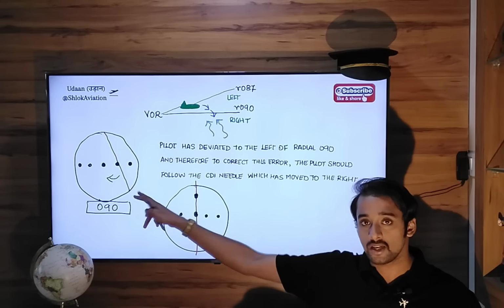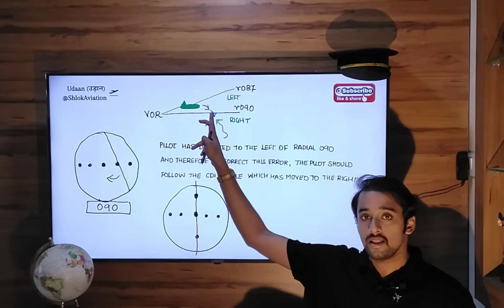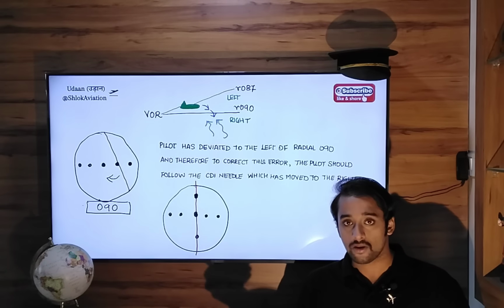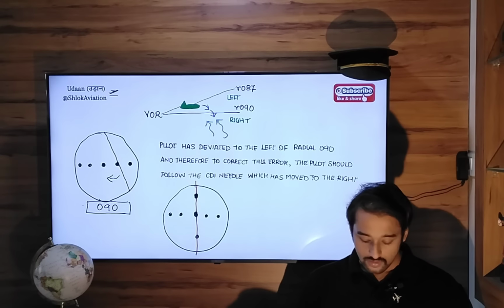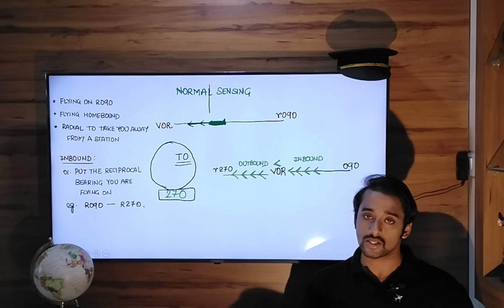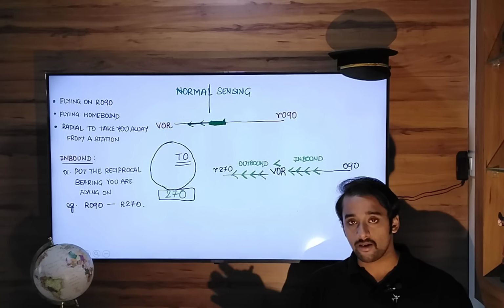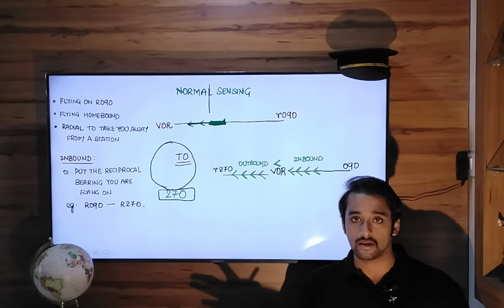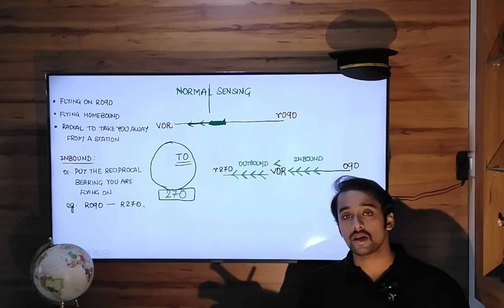So to correct that situation, you will have to turn your aircraft heading somewhat to the right hand side, intercept this radial and then fly along that radial. Make sure you don't overshoot that radial and then fly on the other side of the radial. That is also not right. Next, similarly, if you get drifted to the right hand side, the needle will move towards the left hand side. This is called normal sensing. Following the CDI indications is normal sensing. So you are getting an output depending on the correct input that you have put.